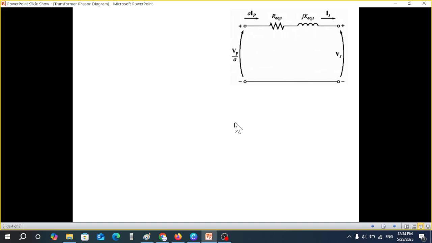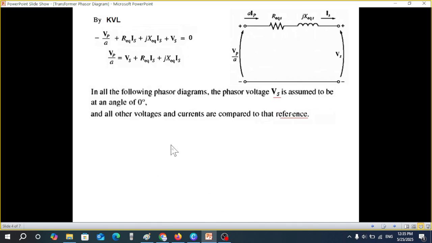So we start by writing the KVL equation. We write the KVL equation from here: Vp over a equals R equivalent Is plus jX equivalent Is plus the terminal voltage Vs. From here we get this equation. So to find Vp over a, we have to plot Vs, we have to plot R equivalent Is, and we have to plot X equivalent Is. Let's start.